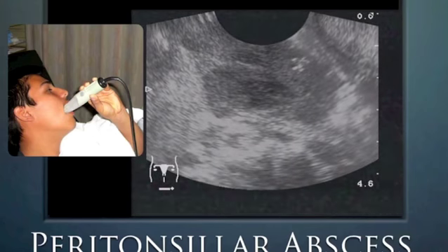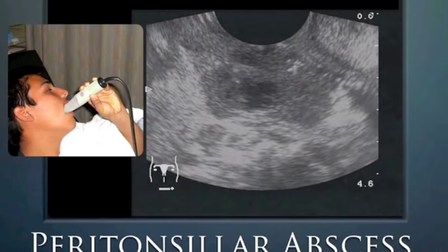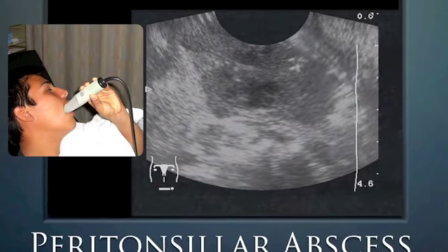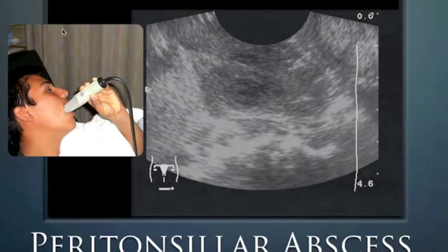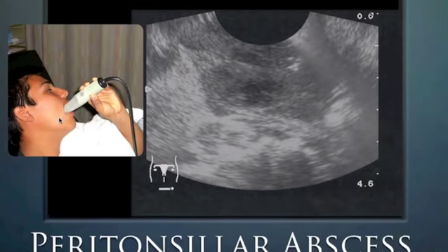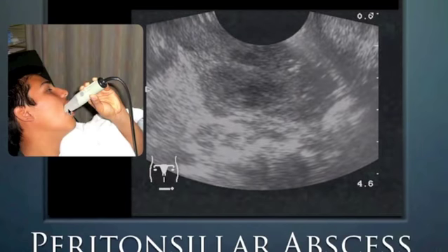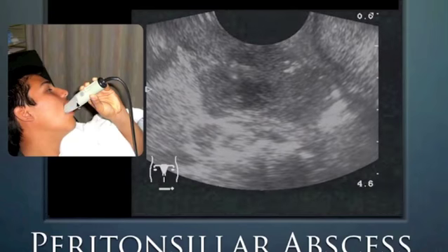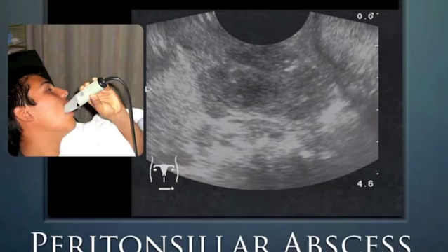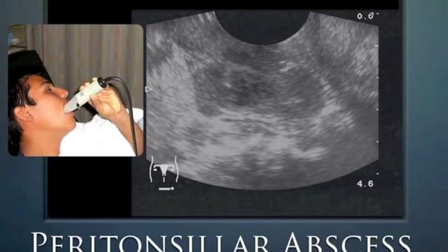This is in the peritonsillar region, and there is a transducer that we can use in order to get to that peritonsillar area, and that's the endovaginal transducer. Of course, we're careful not to call it an endovaginal transducer in front of the patient, because sometimes the patient is reluctant to insert the transducer into their mouth.